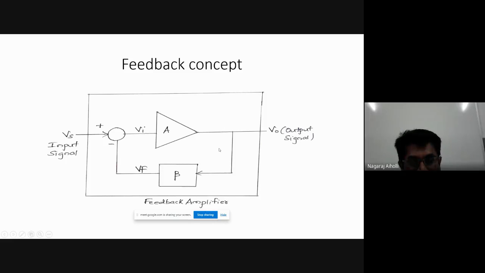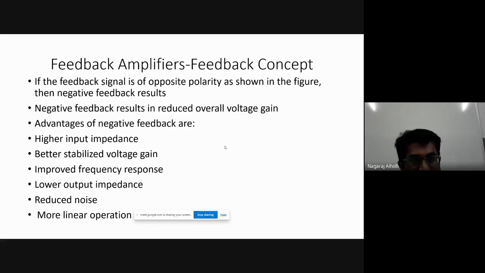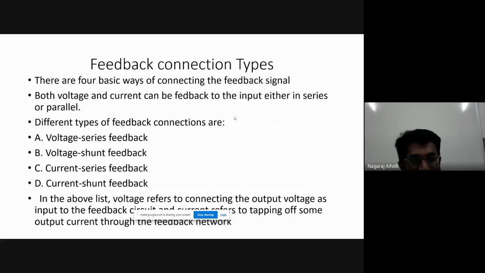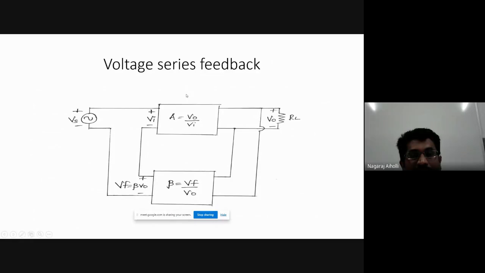Okay, we'll see what is meant by series feedback and shunt feedback. Now these are the different types of feedback amplifiers. The first one is the voltage series feedback. You can see here, this is the forward path, that is the amplifier. Its gain is V0 by Vi. Here it is Vi, V0 is the output voltage. V0 by Vi gives the gain of the amplifier A.